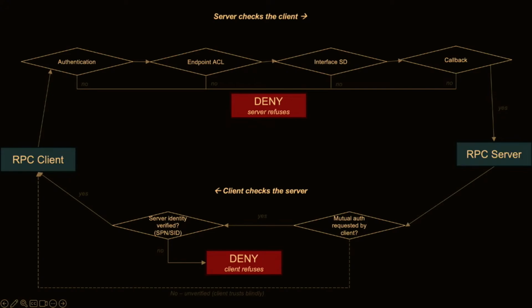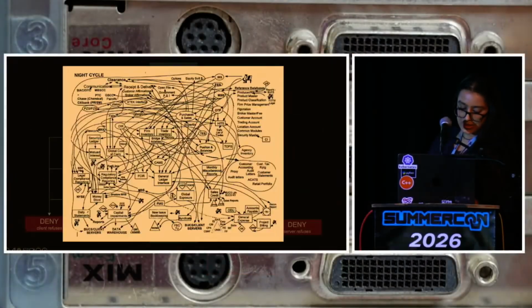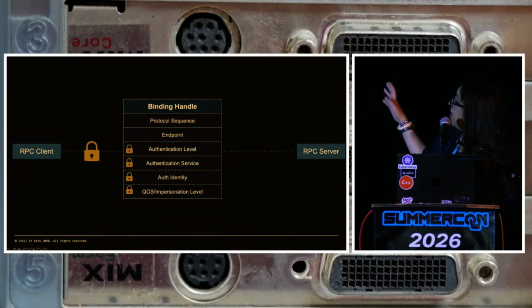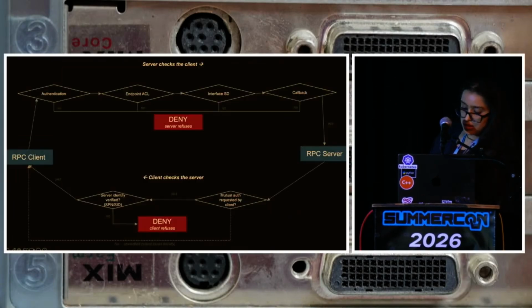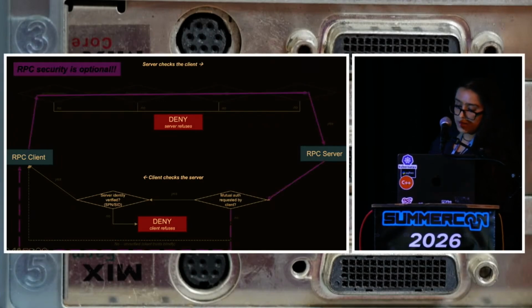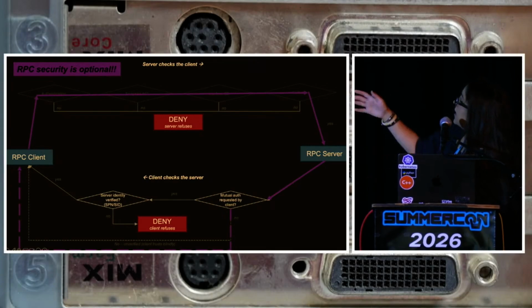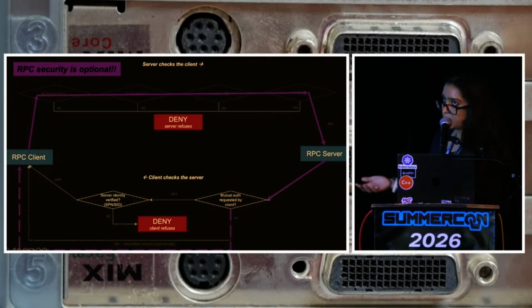Basically, as a TLDR, the RPC client can set these values in the binding handle, and the RPC server can deny or allow access based on some checks that it has, and the client can do the same thing. So in RPC, you don't have security by default, as in you could not have any of those things enabled, and the client would still be able to connect to the server. So you have to go out of your way to add these security checks.